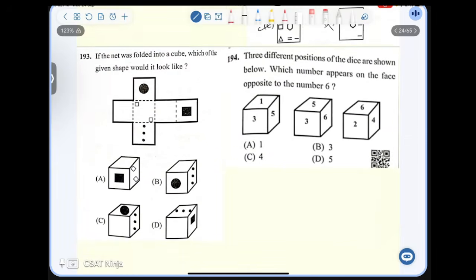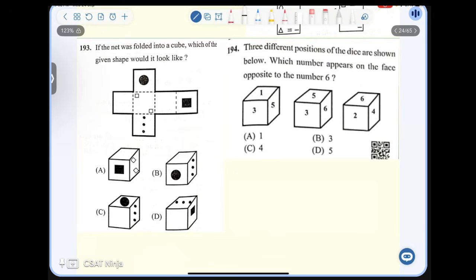Now next, dice. If you have attended my class on dice, or if you have watched the video based on dice, then it will be very easy for you. But if not, just an idea. The branch will always be opposite to this one, and this one will be opposite to this one, and this one will be opposite to this one. So let's check. And remember, two opposite sides can never be next to each other.